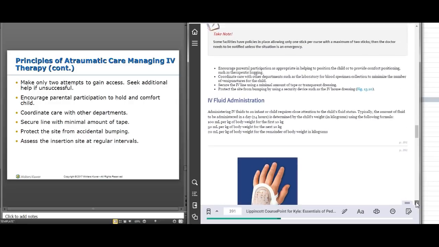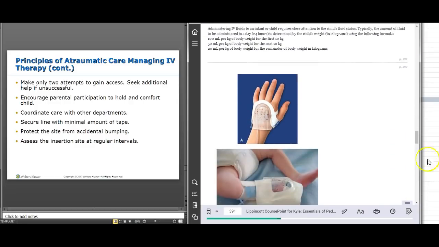All right. IV fluid administration. Okay, I told you we were going to talk about this. We're going to hit on this real quick. There's your formula. So if you have a patient that you need to know how much IV fluid they are going to get in a day, you take the weight and you divide it up. 10 kilograms, 10 kilograms, and then everything else.